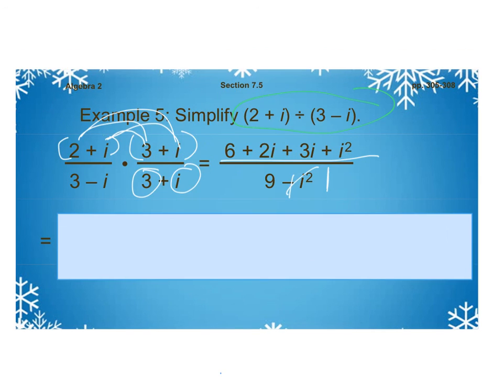Okay, that was interesting. That's a weird little symbol. Is 6. Remember, i squared is minus 1. That's over here at the end. So 6 minus 1. All right, 6 minus 1 is 5. Plus 2i plus 3i is 5i. 6 plus 1, 9 plus 1 is 10. Okay, so now I have to simplify this. I can factor the 5 out.